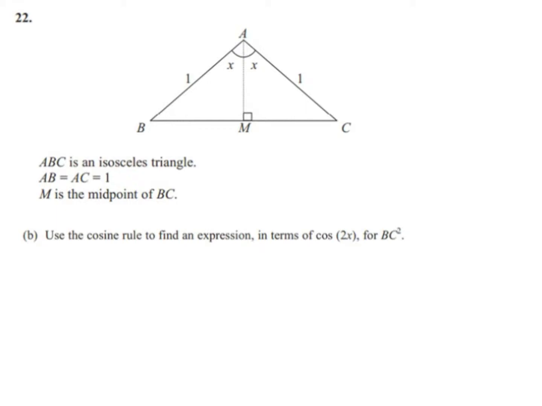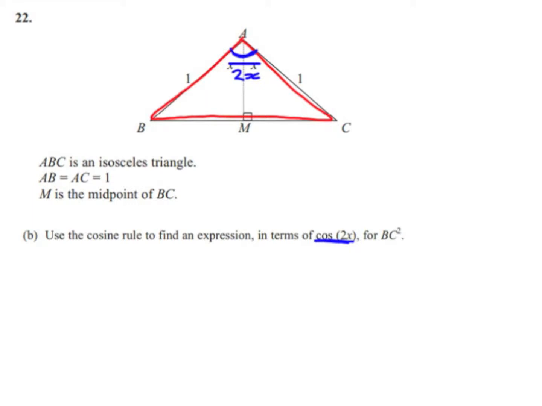Now for part B, we need to change tack completely. We are looking for an expression for BC squared in terms of cos 2x. Now here we need to look at the whole triangle with BC. But where does this 2x come from? It comes from the angle at A, which is just x plus x, which is 2x.